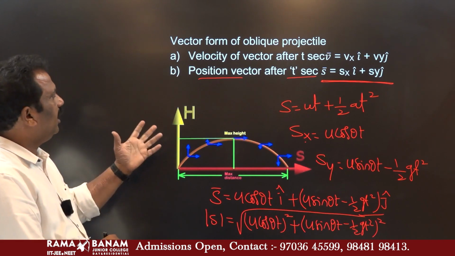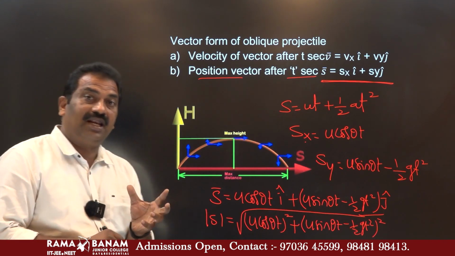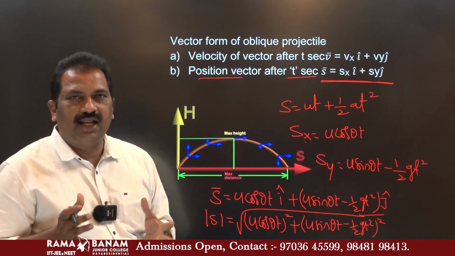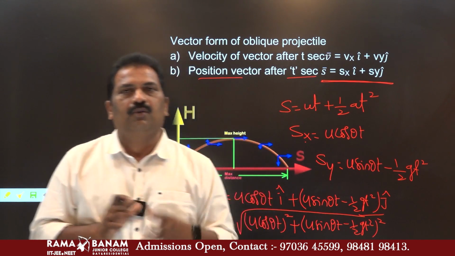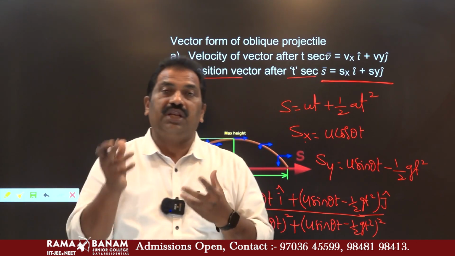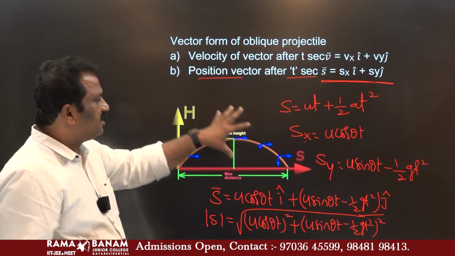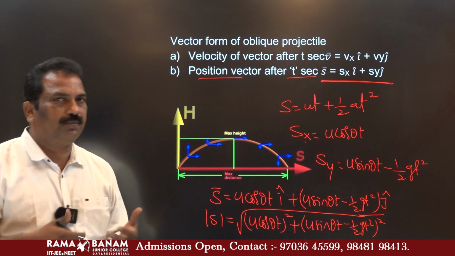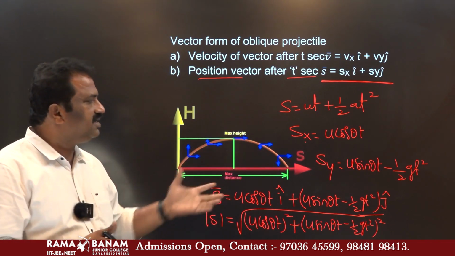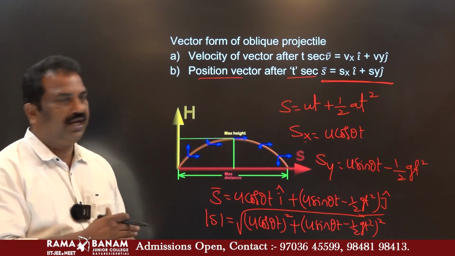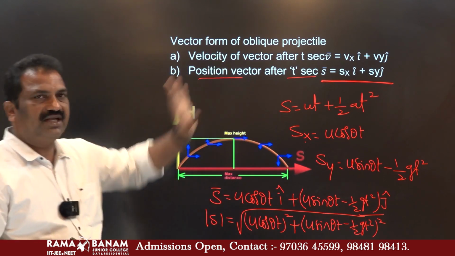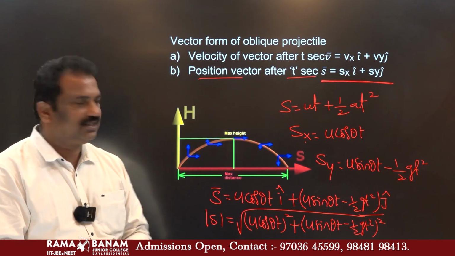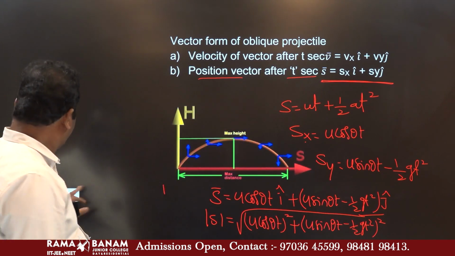So this is the way to apply the vector-manner equations of motion in projectile. Generally in IIT, JEE Mains and NEET, they give 2-3 more concepts included together, so it is very typical to solve the problems. Whenever we practice like this, we can easily solve the problems. So this is the way to find the velocity vector and position vector after t seconds. Okay students, next.